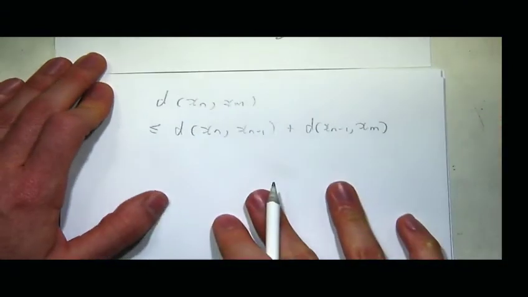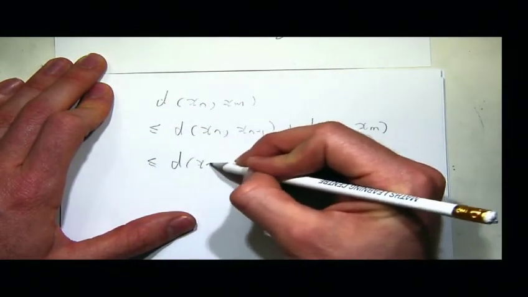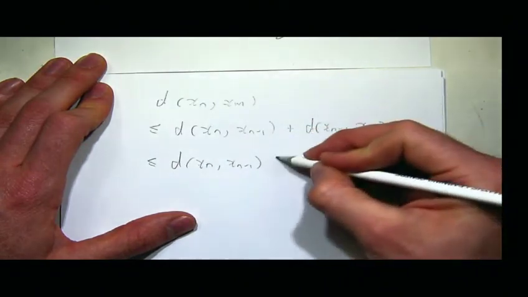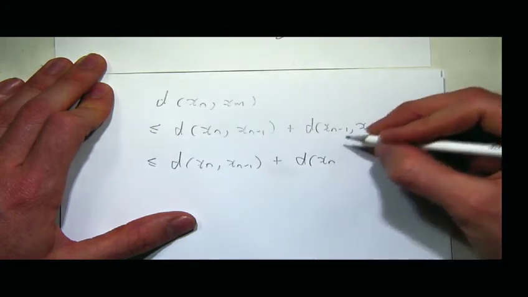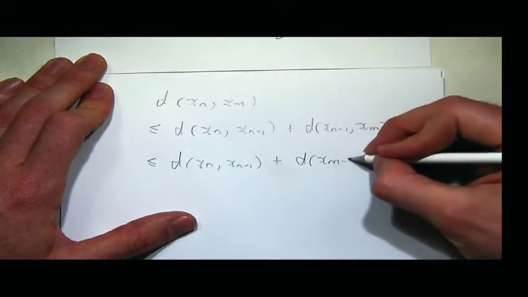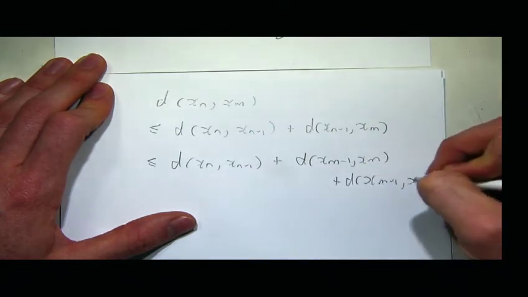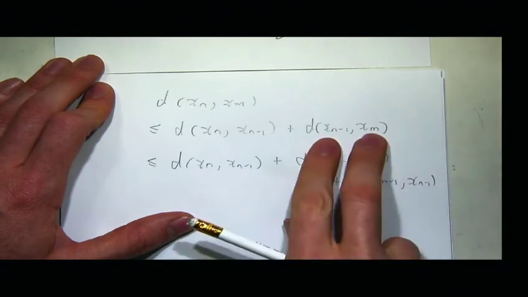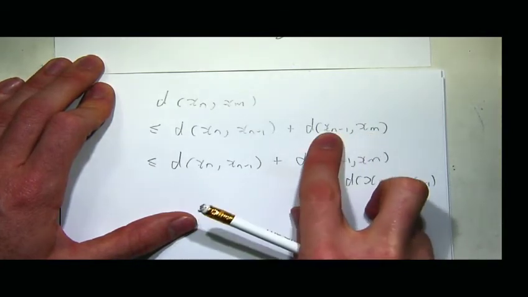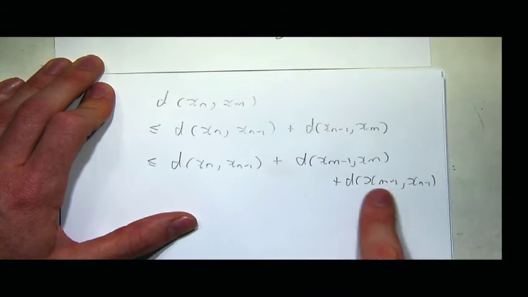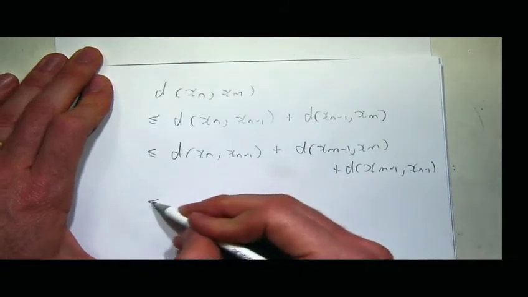Like that. But then that's the triangle inequality. And then the triangle inequality, I'll leave this one as it was, and I'll split this one. So what I've done is I had the distance between xn and xm, and then I split that up into the distance between xn minus 1 and xm minus 1. And because this is positive, this is less than or equal to this.